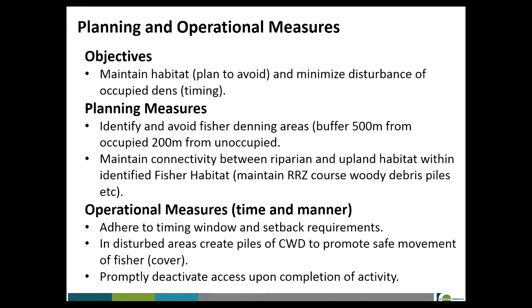Here, the objectives are to maintain habitat, so you'd want to plan to avoid and minimize disturbance of occupied dens, so timing. Planning measures. We need to identify and avoid Fisher denning areas. Buffer 500 meters from occupied dens and 200 meters from unoccupied. One key feature for Fishers is to maintain connectivity between the riparian denning areas and the upland foraging habitat. We can do this by maintaining riparian reserve zones and coarse woody debris piles.